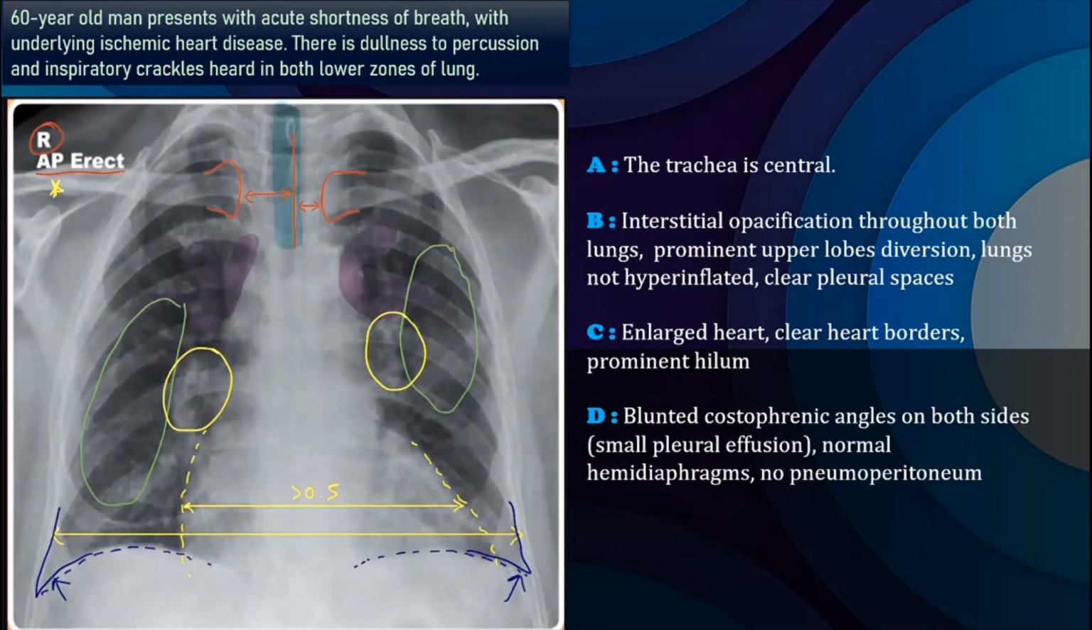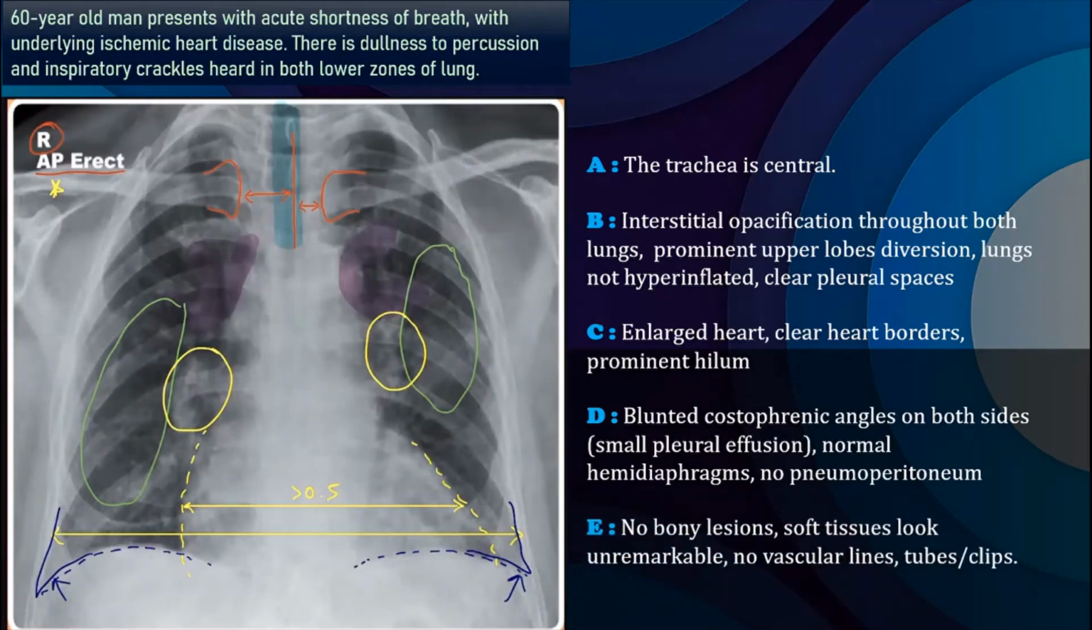Finally, E, everything else. So you just want to take a quick overview of everything. So the bones are fine. There's no bony lesions. The soft tissues are fine. There's no sclerotic or lytic lesion. There's no vascular line or pacemaker, tubes or clips like that.